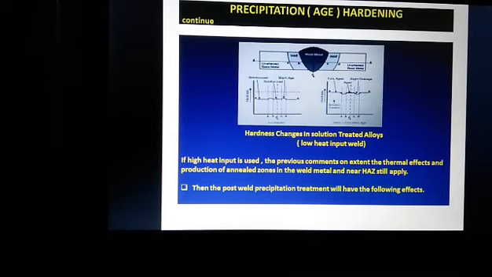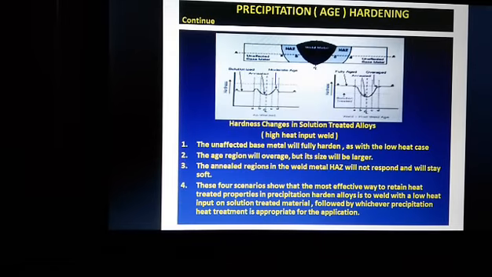Then the post-weld precipitation thermal treatment will have the following effect. The unaffected base metal will fully harden. As with the low heat case, the aged region will overage, but its size will be larger. The annealed regions in the weld metal and HAZ will not respond and will stay soft.